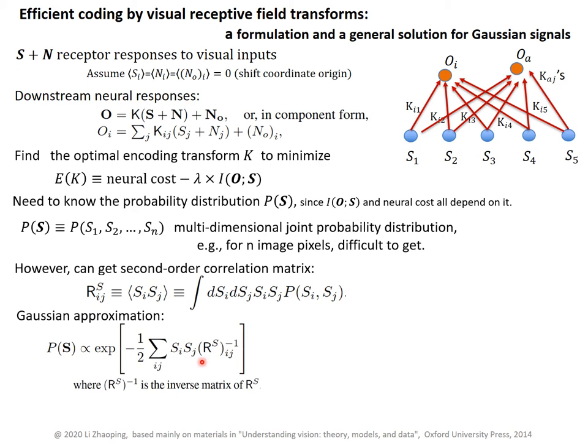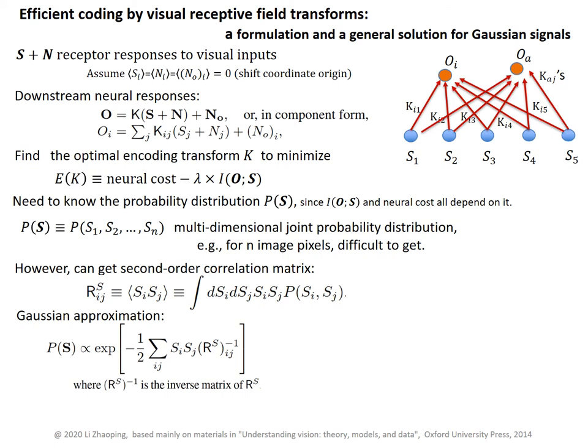This may look a bit complex, but we can see the special form when S is not a huge vector, but just a scalar. This is the familiar Gaussian distribution. In this, the quadratic S squared is now replaced by the quadratic term S_i times S_j, and the variance sigma_S squared is now replaced by the correlation matrix. So a number variance is replaced by a correlation matrix. And then, of course, you have to sum over ij. So this looks complex, but it's familiar, and we can get a feeling that this is a Gaussian approximation.